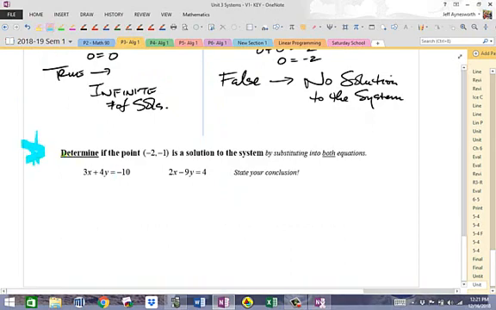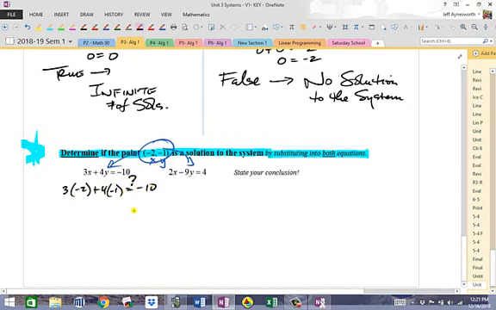Now, last one. We need to determine if this point is a solution to this system by substituting into both equations. So let's take this and substitute here and then here. x is -2 and y is -1. So 3 times -2 plus 4 times -1, does that equal -10? I got -6 here, -4 here. Does that equal -10? The answer is yes. -6 and -4 is -10.